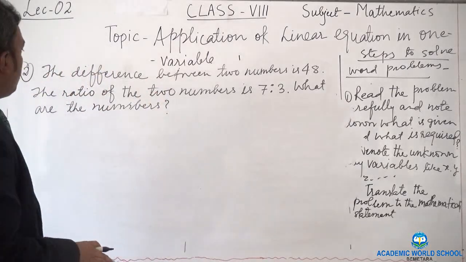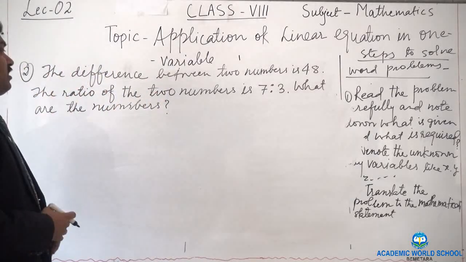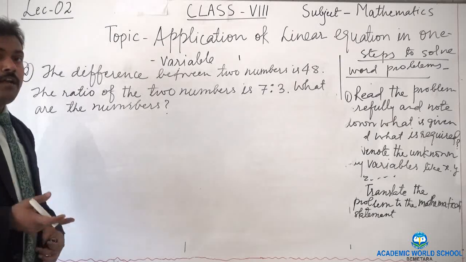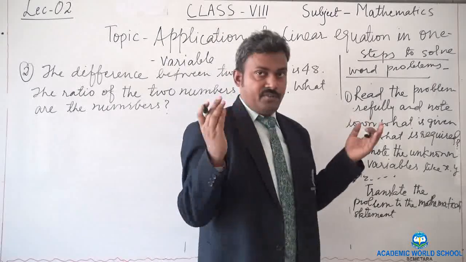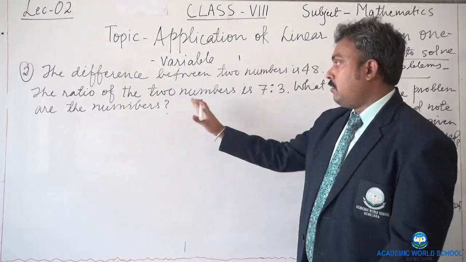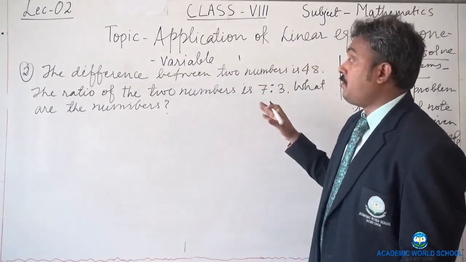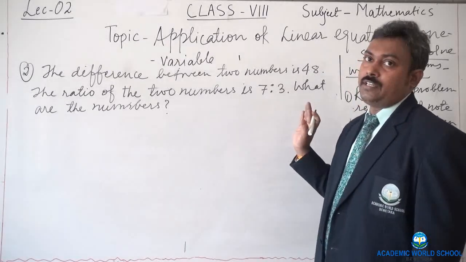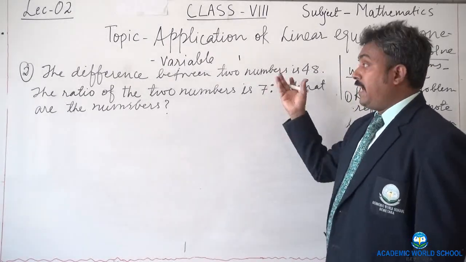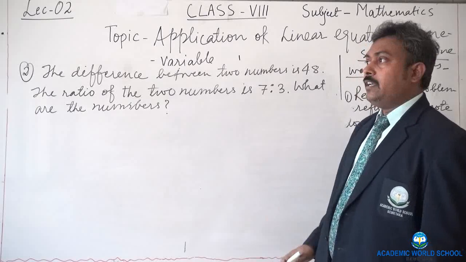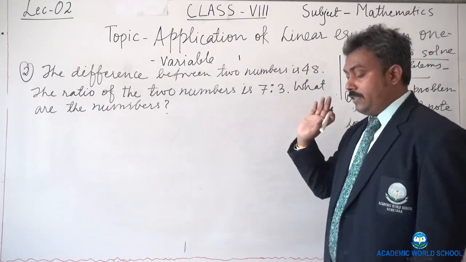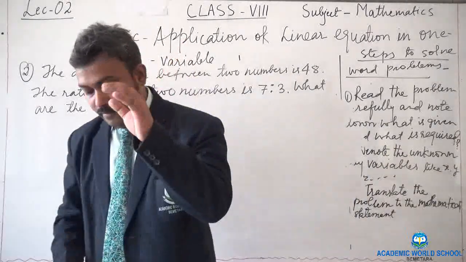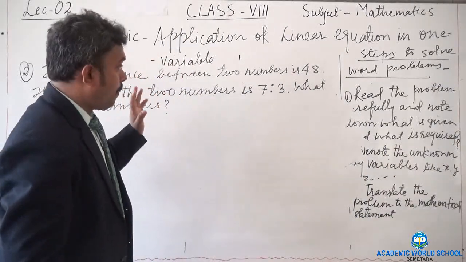Okay. So now let us read the question. The difference between the two numbers is 48. Means if we subtract two numbers, we should get 48. Next sentence. The ratio of two numbers is 7:3. Means if we find the ratio of both the numbers, it should come 7:3. Then we have to find the numbers. So it's very clear, right?